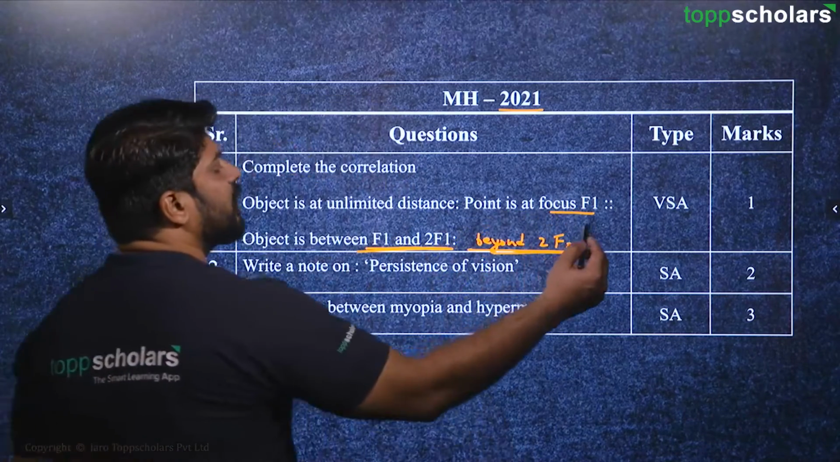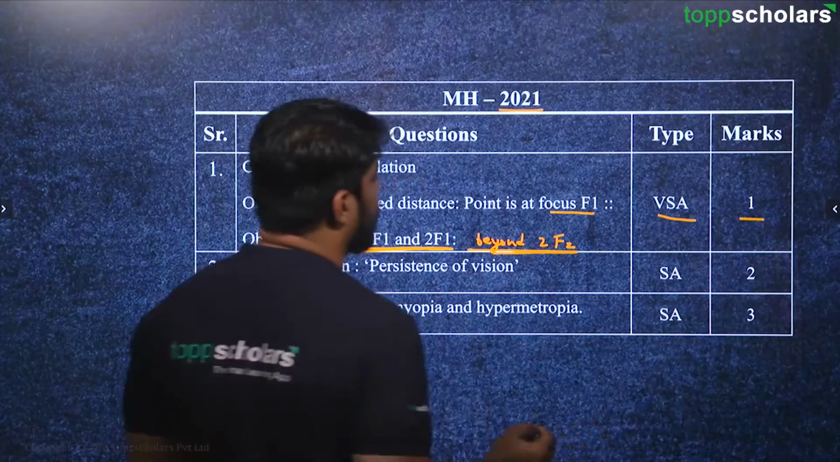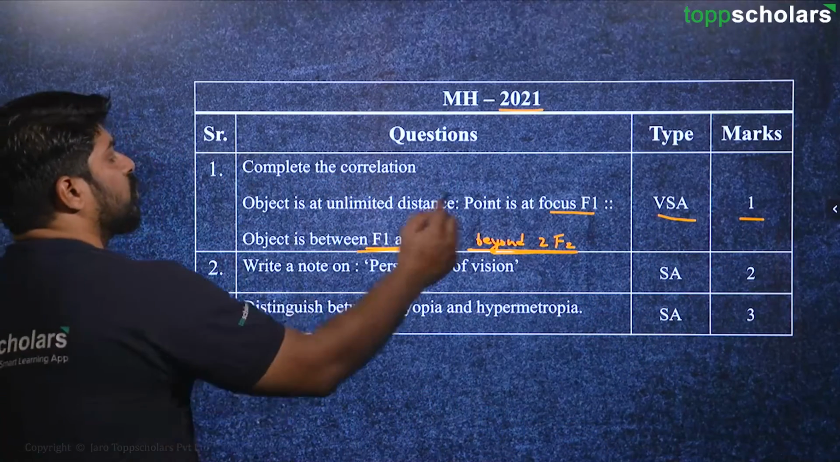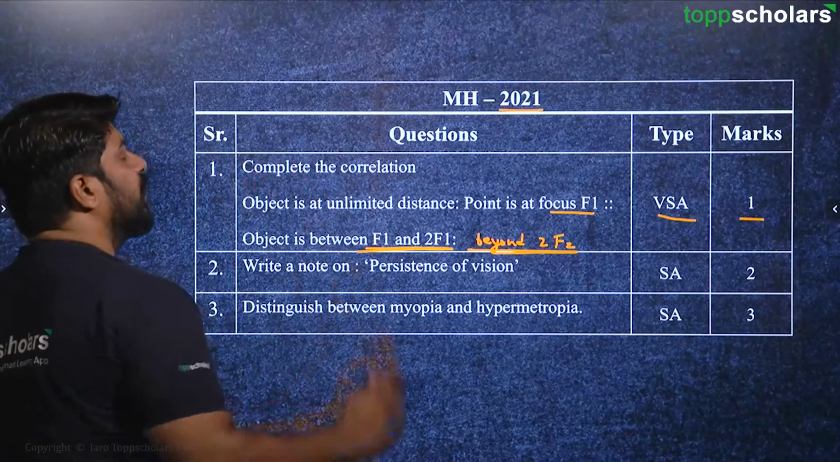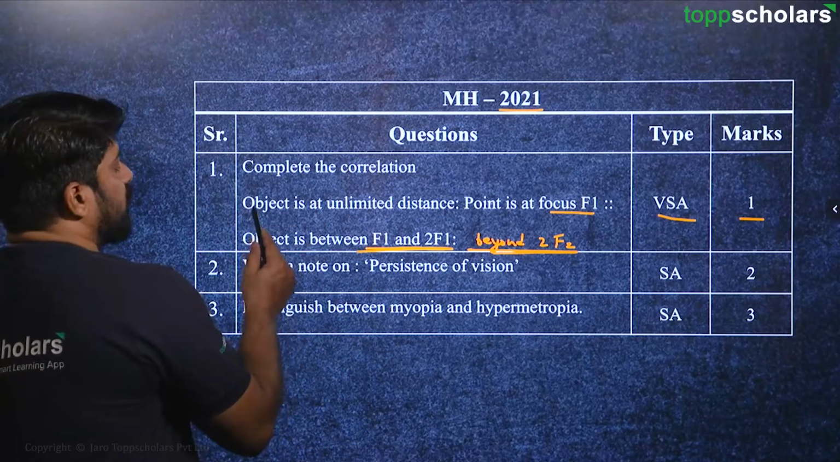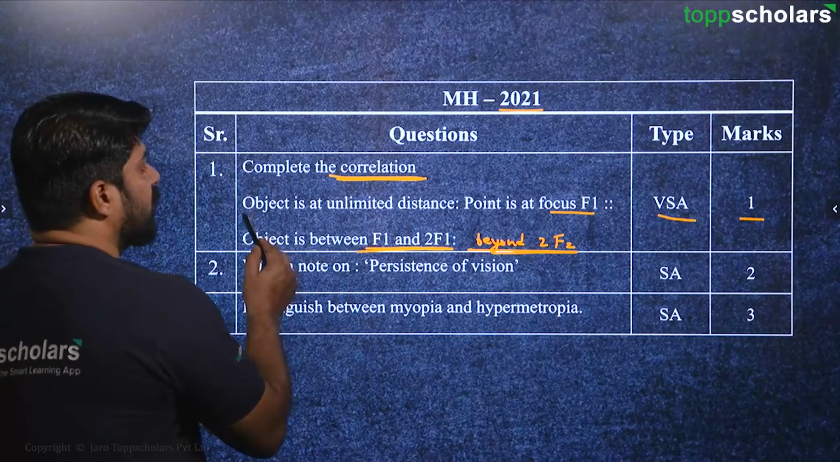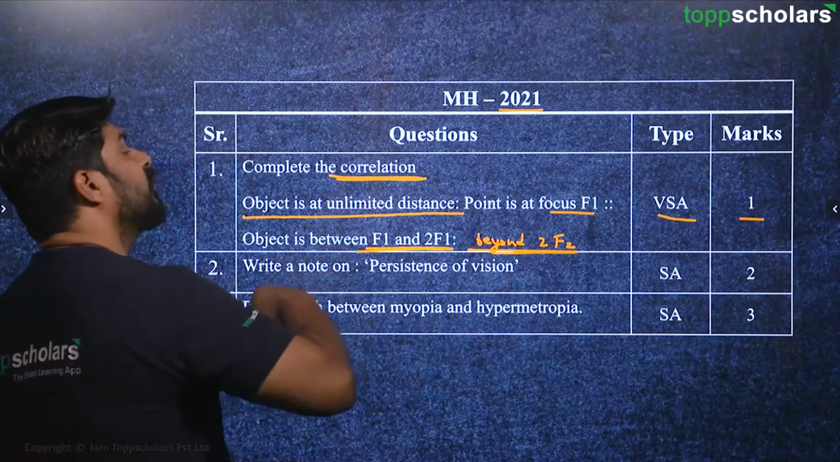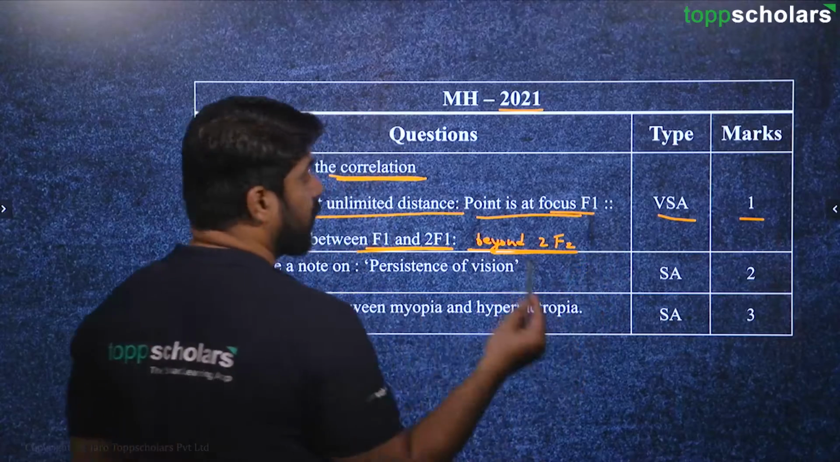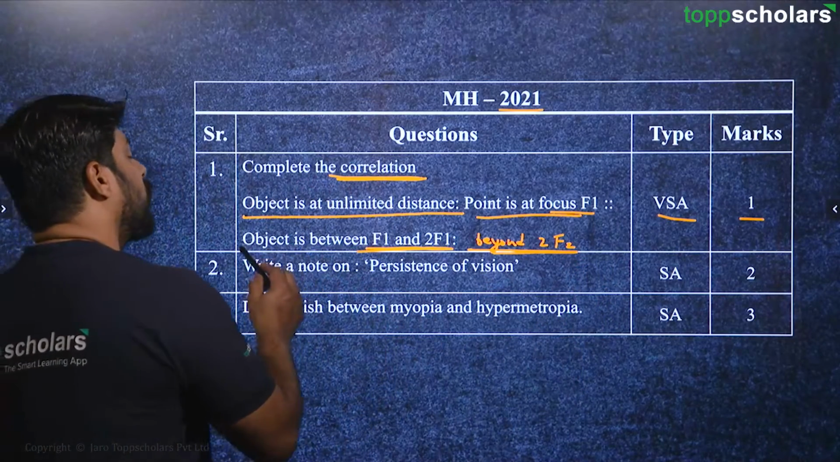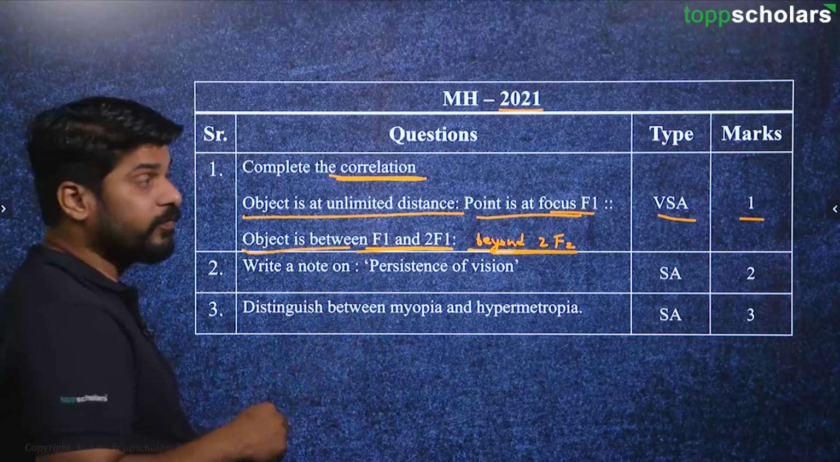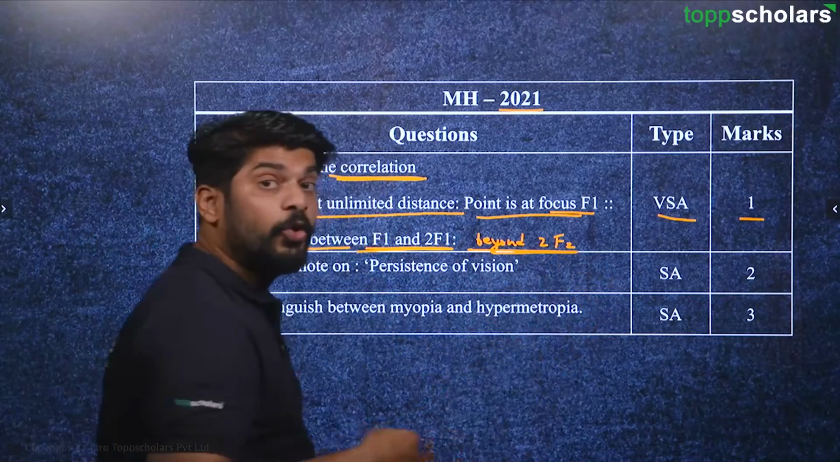Okay, and this is a very short answer question for 1 mark. So this was the simple question asked in 2021. It is very simple. Here we just have to find out the correlation. Just like when the object is at infinity, then the image is formed at the focus. Similarly, when the object is between F and 2F, then the image is formed beyond 2F.